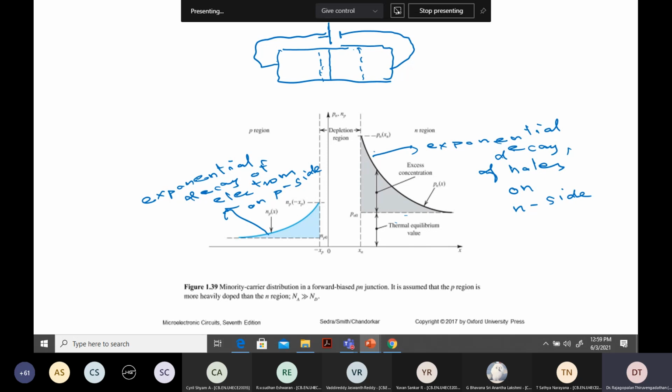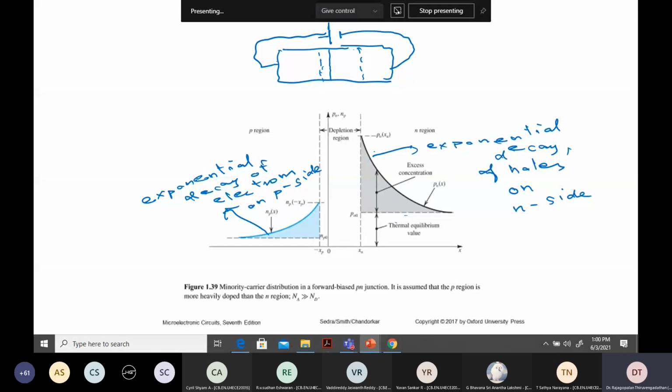So the greater the distance, if you go further deeper into the n side, the exponential decrease is rapid, right? So it gradually decreases exponentially, and then reaches the steady state value, which is the Pn naught.